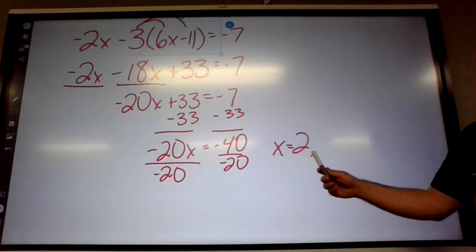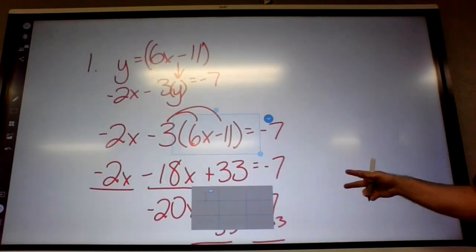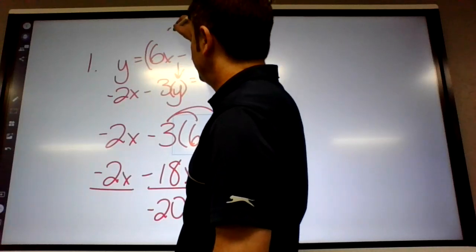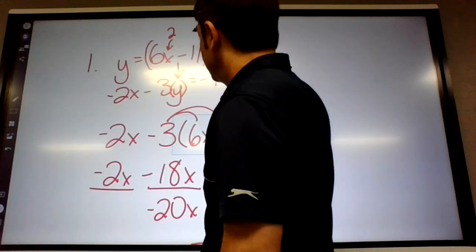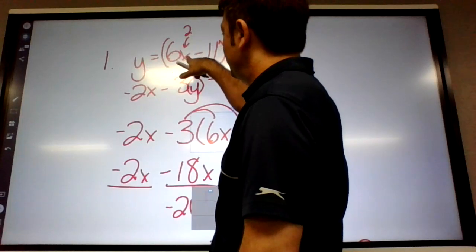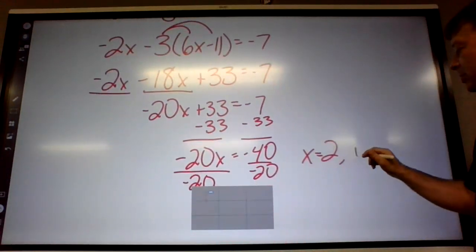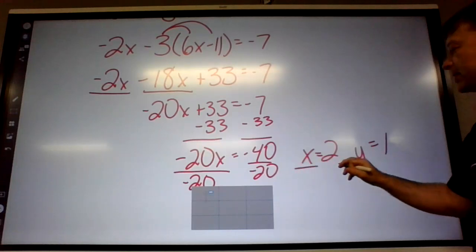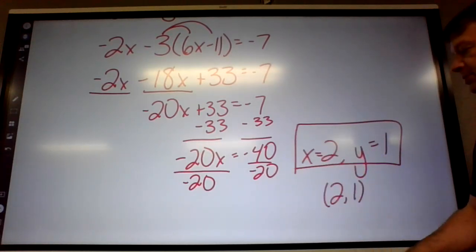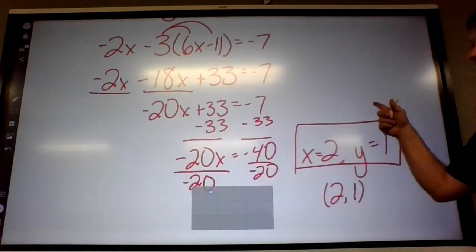Once you get x, remember there was a y, so we have to plug it back in. Where do we plug it back in? Really, any equation, but if it says y equals, this will be the easiest. Y would equal 6 times 2 minus 11, which is 1. So you can write it like this, x equals 2, y equals 1. We plug it into the y equals 6x minus 11, so it would just be y equals 12 minus 11.